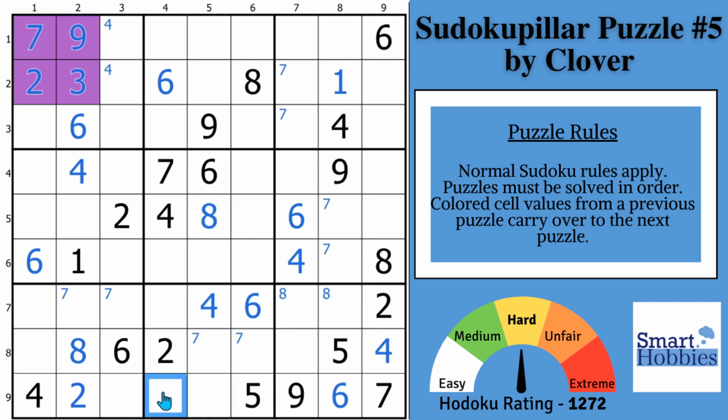Actually, with this 8, now you can solve for an 8 in block 8. Looking good there. And then with this 8 and this 8, 2 places for an 8 in block 4. Nice. Let's move on to the 9s.